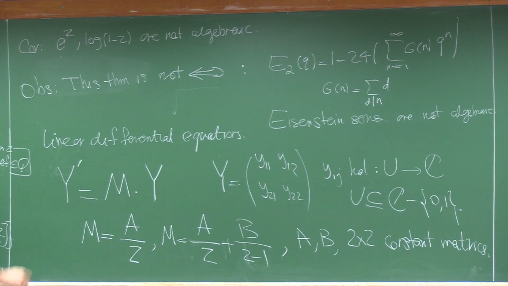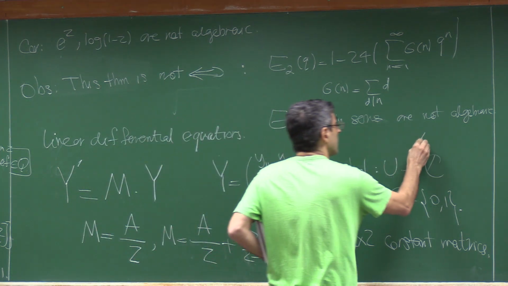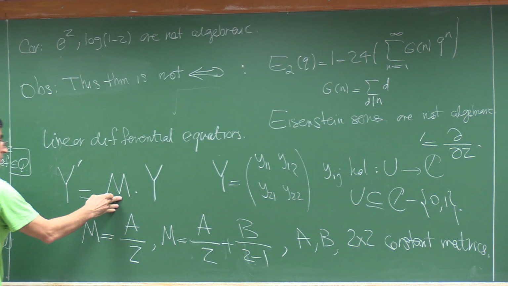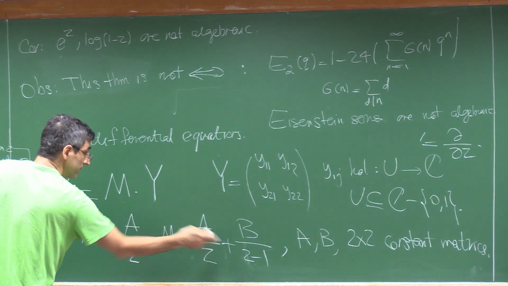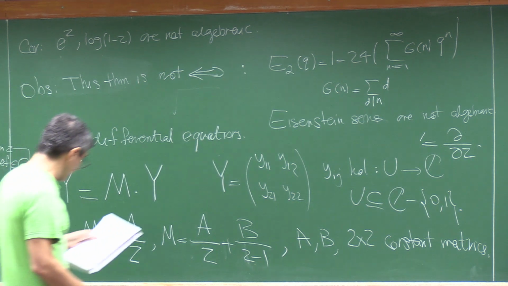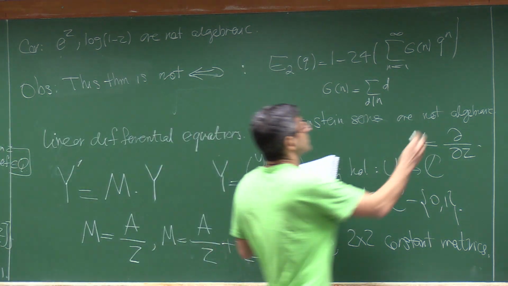You are interested in these 4 holomorphic functions such that when you take the derivation, d/dz, you get this 2 by 2 matrix, which is a rational function in z, times y itself. I will not talk too much about linear differential equations, but something I want to say: any differential equation, at the end of the day, is a recursion, if you write down the Taylor series of its solution.